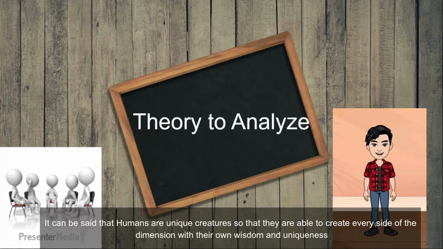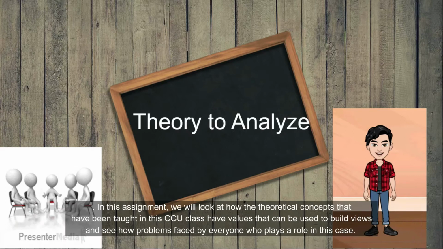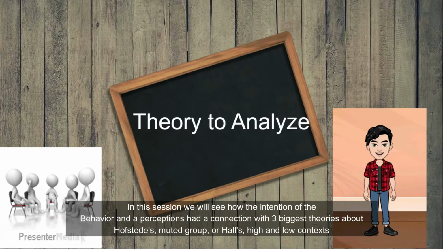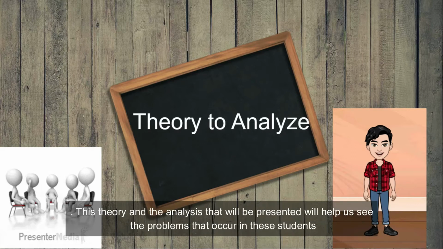It can be said that humans are unique creators, able to create every set of dimensions with their own wisdom and uniqueness. In this assessment, we'll look at how theoretical concepts taught in this class have values that can be used to build views and see how problems are faced by everyone who plays a role in this case. In this session, we will see how the attention of behavior and perception connect with three big theories: the hotspot, muted group, or Hall's high and low context. This theory and the analysis will help us see how the problems occur in this student.